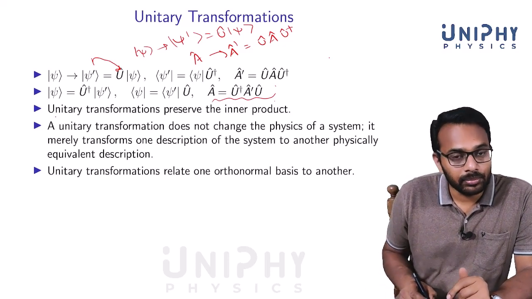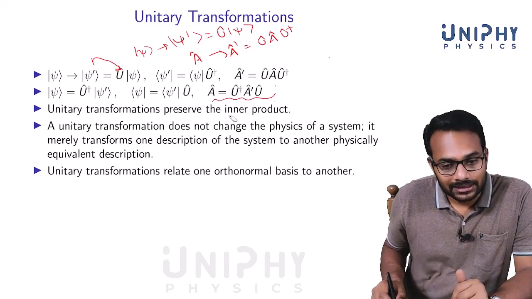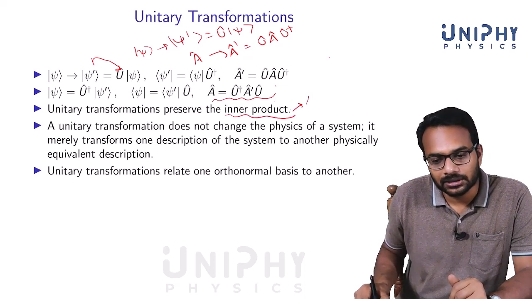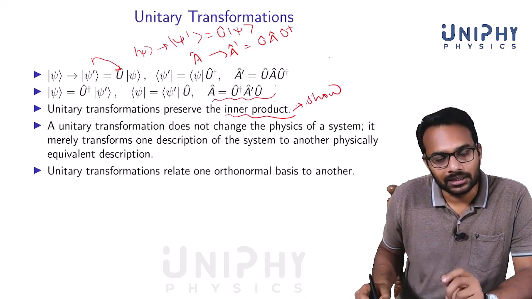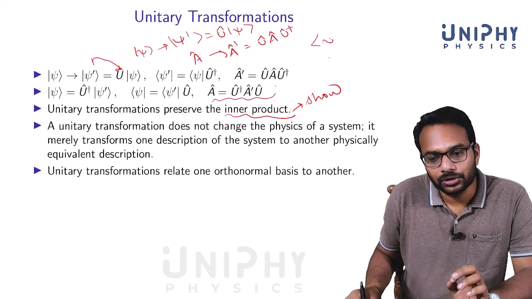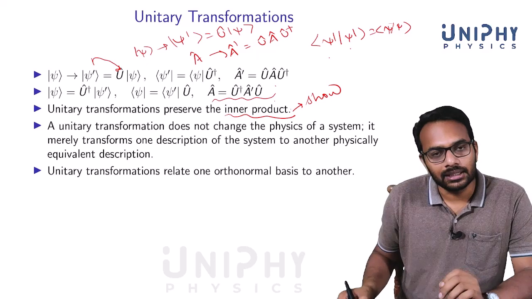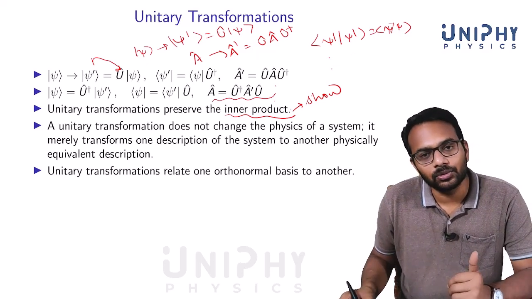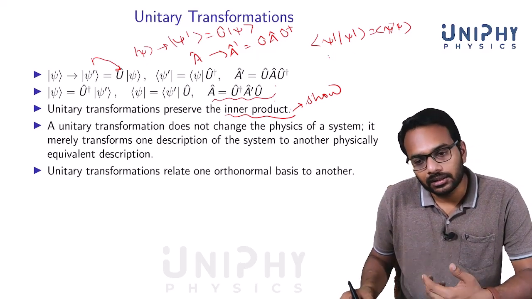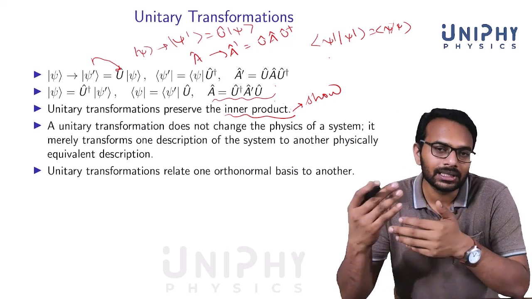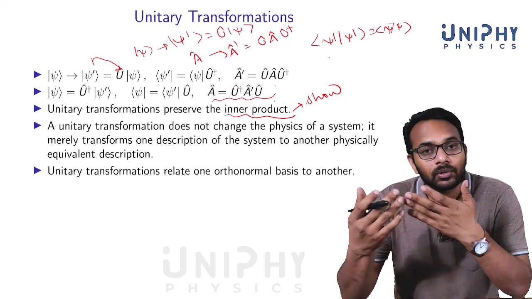Okay. What's the importance of unitary transformations? It is that the inner product is preserved. You show this. You show that the inner product of psi prime with psi prime is equal to that of psi with psi. This is what you mean when you say that the inner product is preserved. You make a unitary transformation to vectors, and the inner product remains the same.